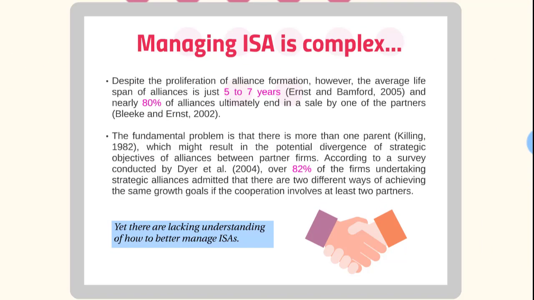So, to give you some statistics to know more about the dynamic nature of ISA management. Despite the popularity of alliance formation, the average lifespan of alliances is just 5 to 7 years, and nearly 80% of the alliances ultimately end in a sale by one of the partners. That means that more than 80% of the alliances are perceived as the gateway for mergers and acquisitions.